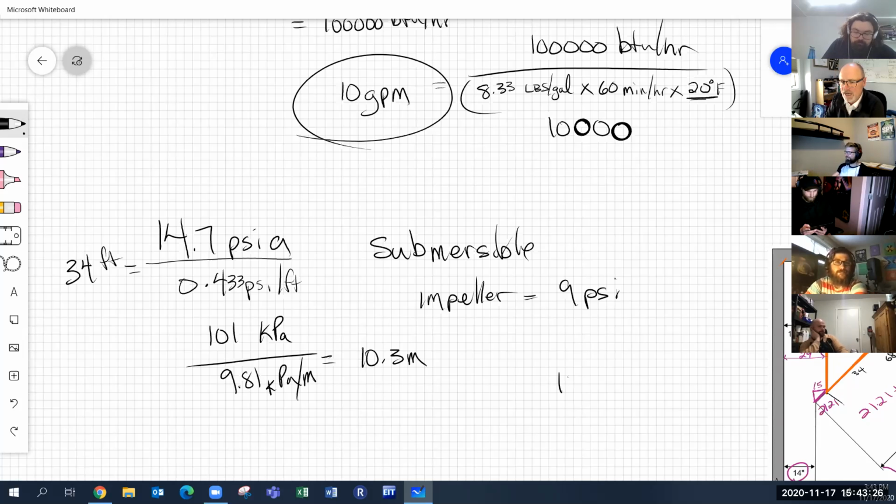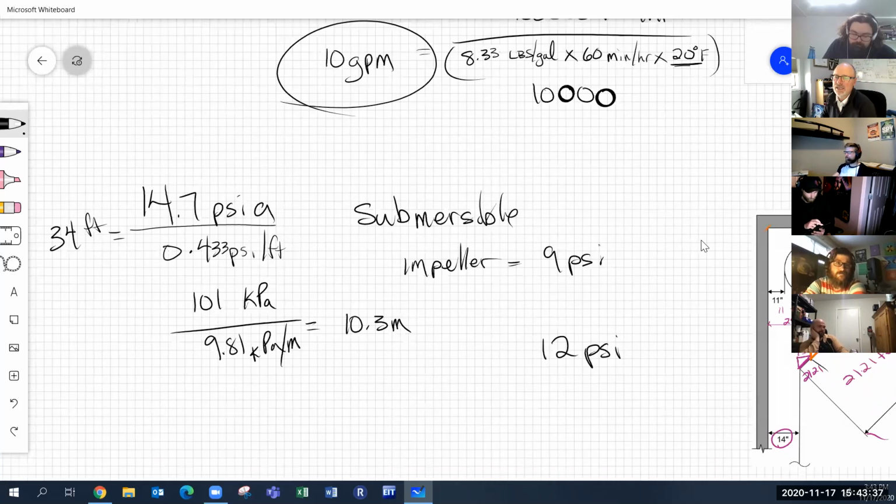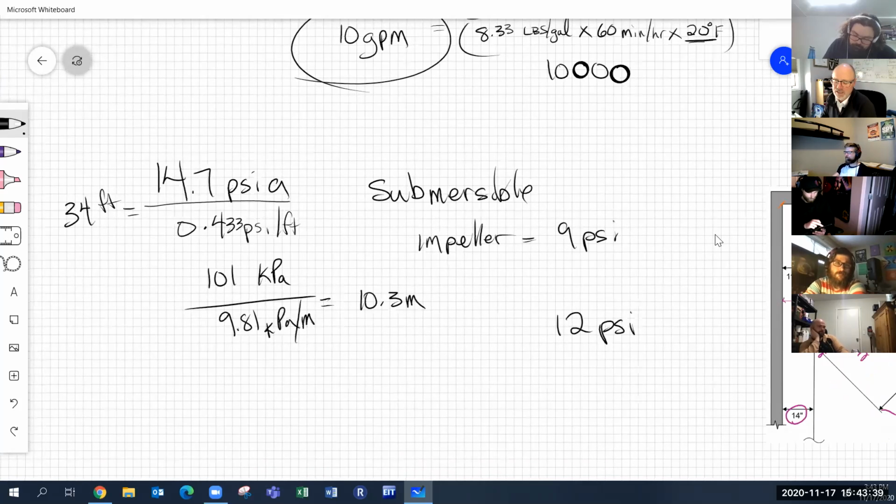The pressure in Calgary is about 12 PSI, so we're already working with less pressure than atmospheric, so we don't have the same amount of lift. And then practically, you're probably only going to get about 25 feet of lift at sea level because of your pipe, your friction loss, your valves, and whatever other things. So that's how to calculate the lift of any submersible pipe.